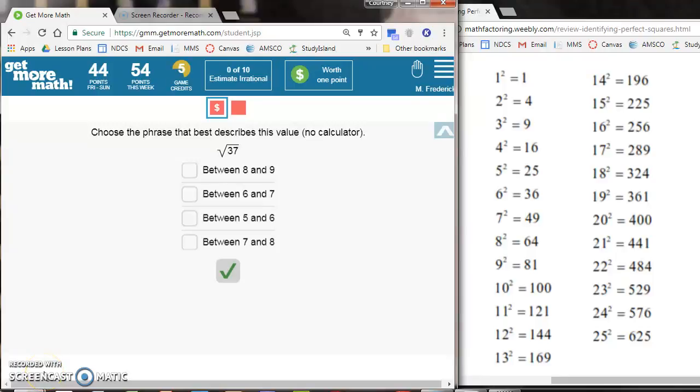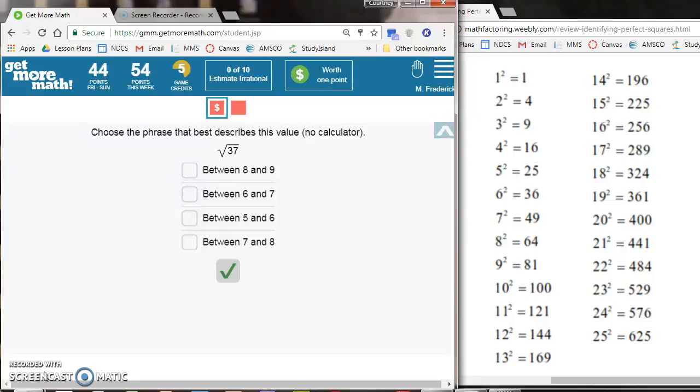In this video, we will take a look at estimating irrational numbers without the use of a calculator. Something you may want to have handy is a list that gives you perfect squares and what we multiply to get to those. You can see that on the right side of the video.